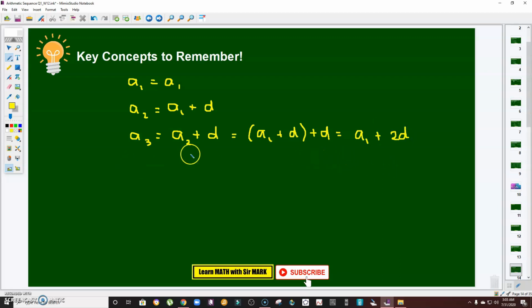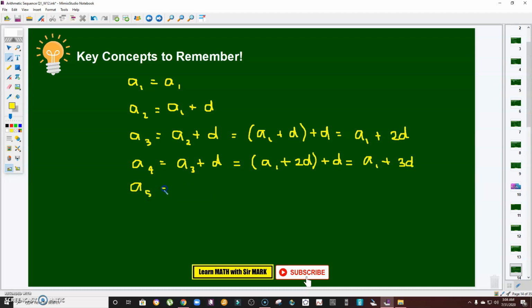See that? Next, for the fourth term, like in the previous terms, the fourth term is just the third term plus the common difference. But we know the third term, which is a sub 3, is simply a sub 1 plus 2d. This is our third term. You add it to d. And again, like what we did in the third term, we have to combine the like terms, 2d plus d, that will give you 3d. Okay, let's continue.